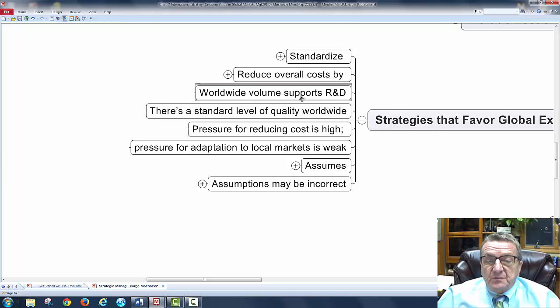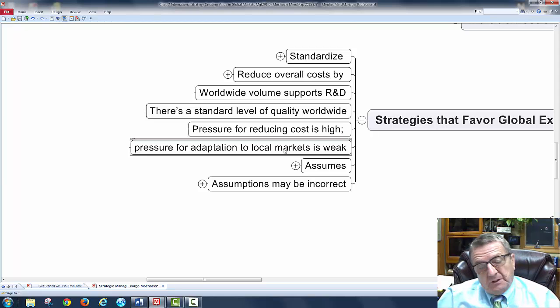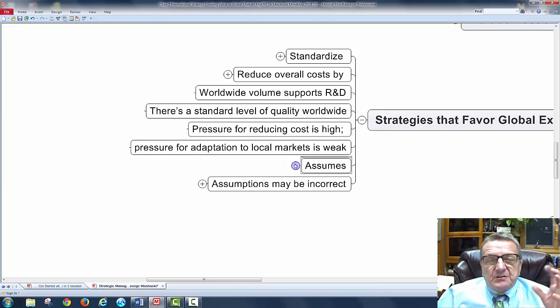Worldwide volume supports research and development. The standard level of quality worldwide. Everyone wants quality. No one wants junk. Pressure for reducing costs is high. Pressure for adaptation to local markets is weak. A lot of markets, you try to adjust to them, but a lot of times you could adjust.